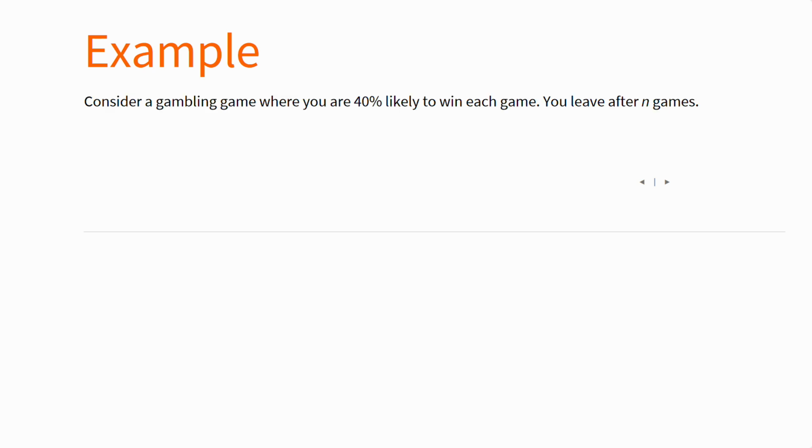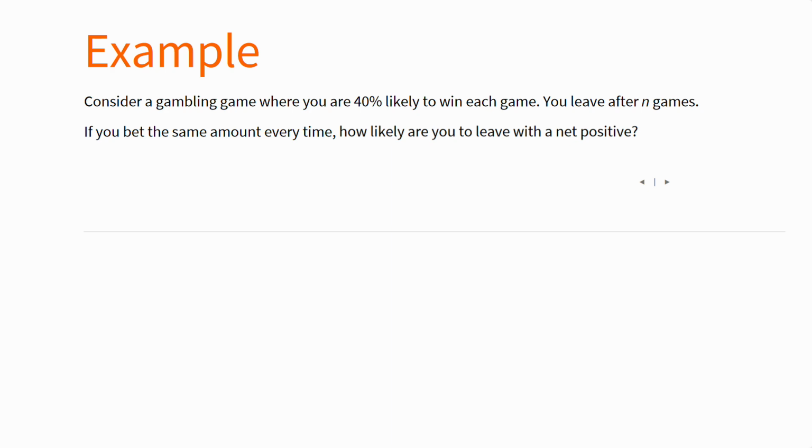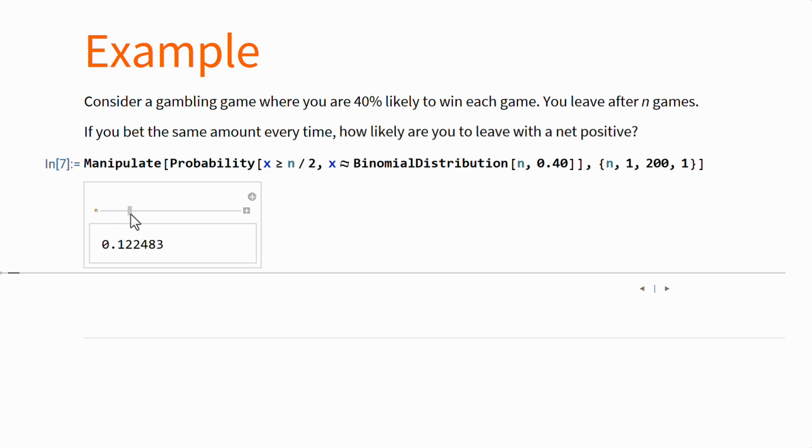To simulate the weak law of large numbers, consider you're 40% likely to win a game, and you can play as many games as you want. If you leave after n games, what's the probability you make a net positive? So at least half of the games are won. Take the probability that x is more than n divided by 2 for a binomial with p of 0.4, and as you can see, the probability gets lower and lower as the number of games increases. This phenomenon of the uncertainty dropping as the sample size increases is everywhere.